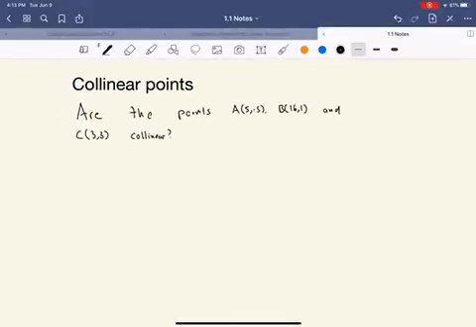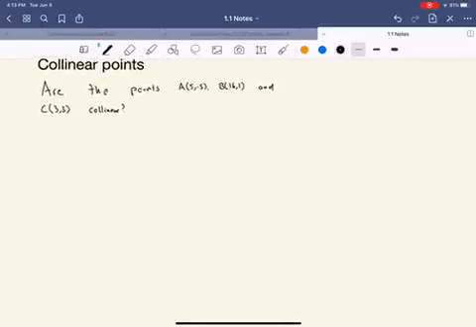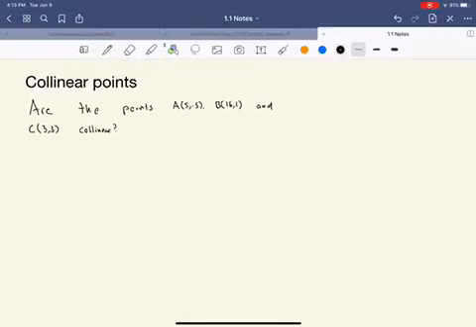Let's take a look. I'm going to draw the picture, and then you're going to see how you can determine it without drawing the picture. Okay, so A is (5, -5). B is (16, 1).